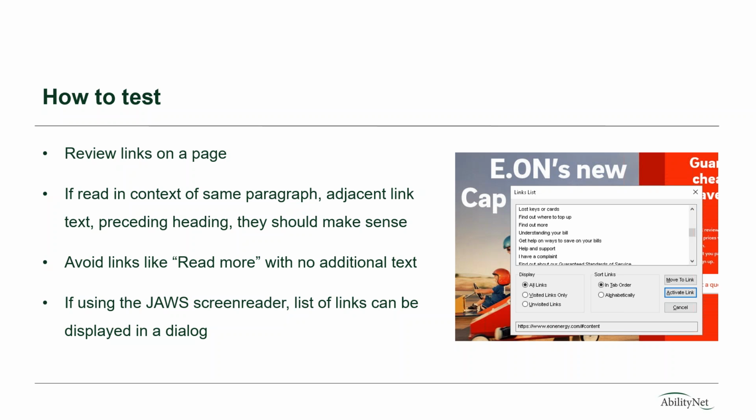Now, how can you test this? You need to review all the links on the page, and if you read them in the context of their same paragraph, if they appear next to some adjacent text or a preceding heading, they should make sense when just taking those factors into account. It's good practice to avoid links like read more with no additional text. However, we can use links like read more providing they are under a descriptive heading. If you are using the JAWS screen reader, you can use the JAWS key modifier plus F7 to display a list of all the links on a page, as shown in the screenshot opposite. You can then review this to see if all those links make sense out of context.